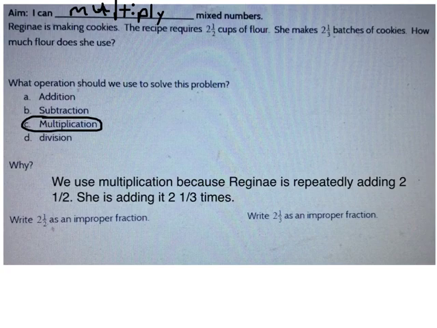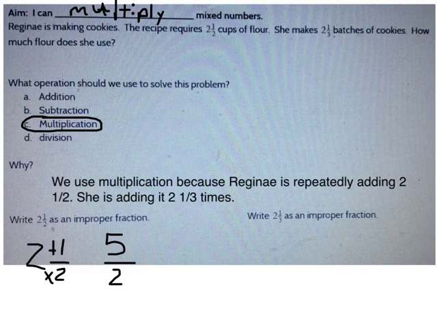Remember that the first step to multiplying mixed numbers is to convert each mixed number into an improper fraction. Let's do that now. Write 2 1/2 as an improper fraction. Well, 2 times 2 is 4, plus 1 more is 5/2. Now write 2 1/3 as an improper fraction.